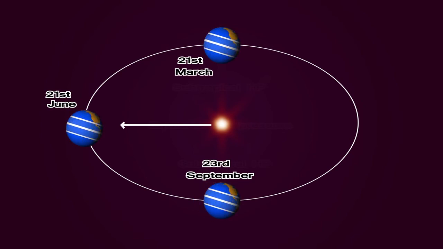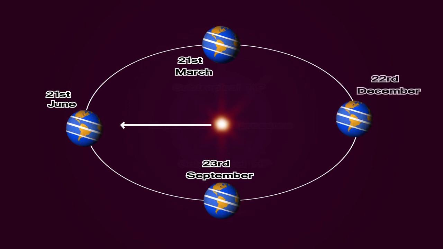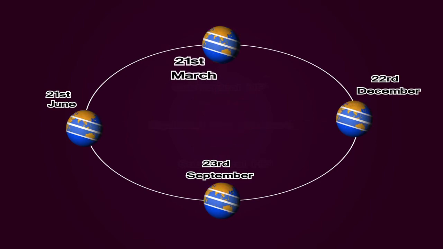Here we understand that the apparent movement of the sun is in the north because the northern hemisphere is tilted towards the sun. But from 23rd September onwards, the southern hemisphere faces the sun. So the apparent movement of the sun is towards the south. So when we come to 22nd December, the vertical rays of the sun fall on the Tropic of Capricorn. And once again, when we come to 21st March, the vertical rays of the sun fall on the equator.